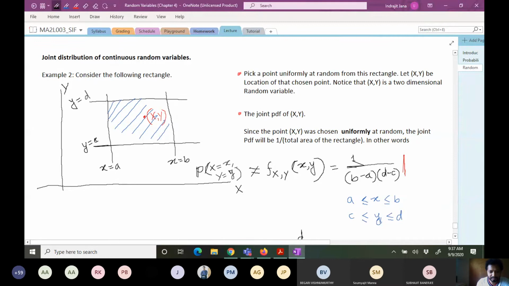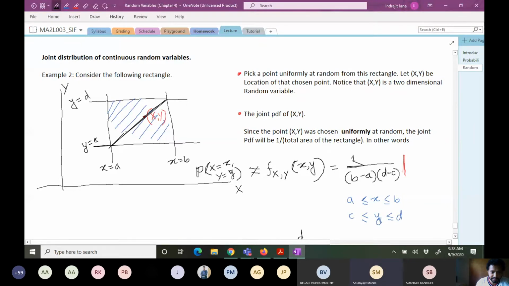Can you ask your question once more? I am telling that for the probability density function, can we get something on the diagonal of that rectangular area? Yeah, so what is the problem? If you take the diagonal of the rectangular area, something like this, what were you asking?